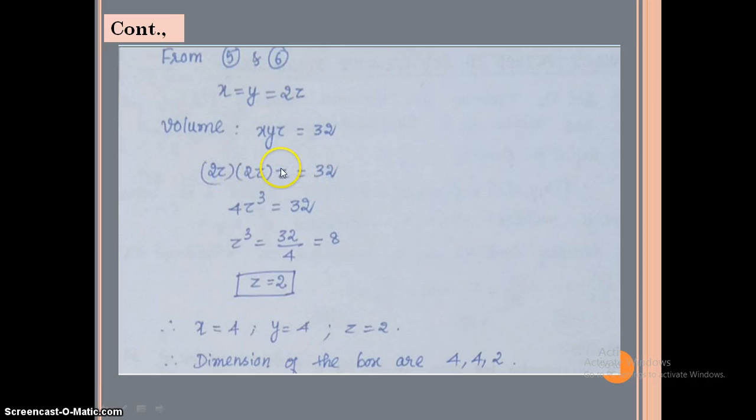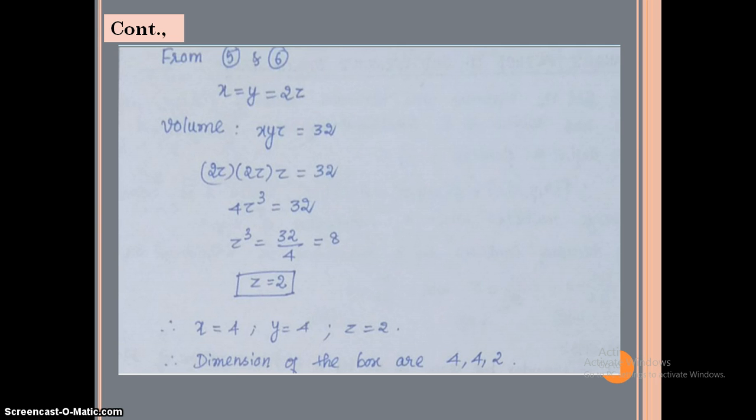Multiplying these three values, we get 4z cube equal to 32. Therefore z cube equal to 32 by 4, so the answer is 8. Therefore z cube equal to 8 means z equal to 2. Substituting z equal to 2 in x equal to y equal to 2z, we get 4. So y equal to 4, x equal to 4. Therefore x equal to 4, y equal to 4, z equal to 2. So the dimensions of the box are 4, 4, 2.